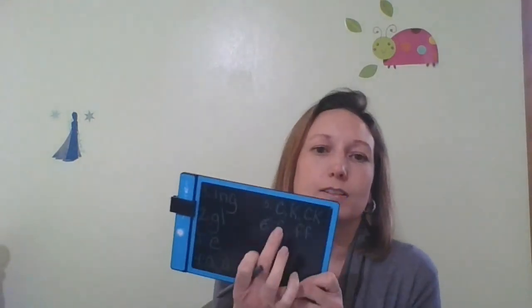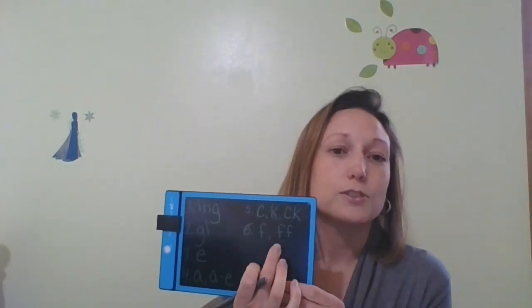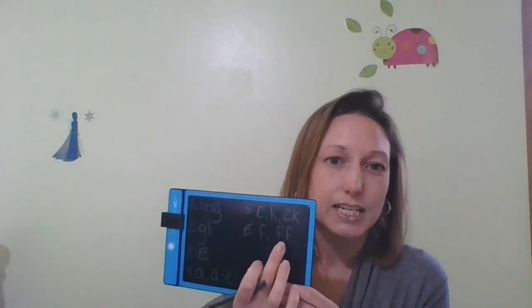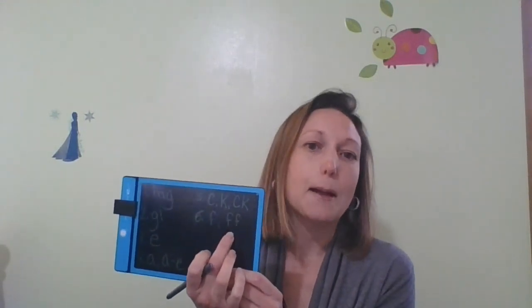Number 6, 2 ways to write f. And what 2 ways did you write? We know F, 1 F or 2 Fs. This is the floss rule, single closed syllable ending in F. We're going to double the F, as in buff.